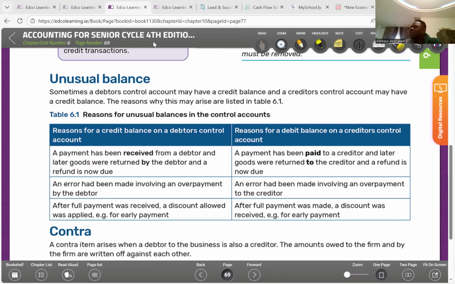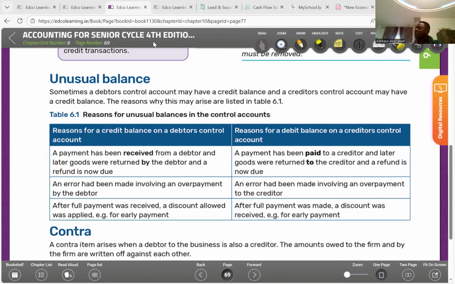So what are the reasons why we could have a credit balance on the debtor's control account? What are the situations that bring about us owing our customers? Number one, if a payment has been recorded, received from a debtor, and later the goods were returned. So here, a payment was made by our debtor, the credit customer. They paid us for the goods purchased on credit.